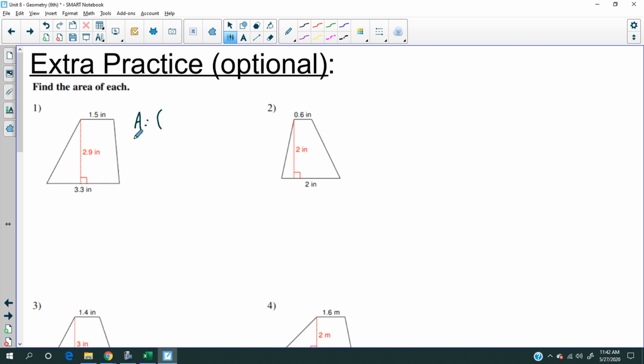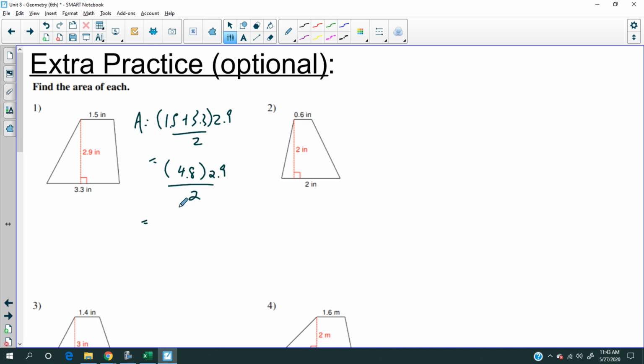Okay, so base 1 plus base 2 times the height divided by 2. So 1.5 plus 3.3, that's 4.8, times 2.9 divided by 2. Let me double check. 1.5, 4.8. Yep, that's right.